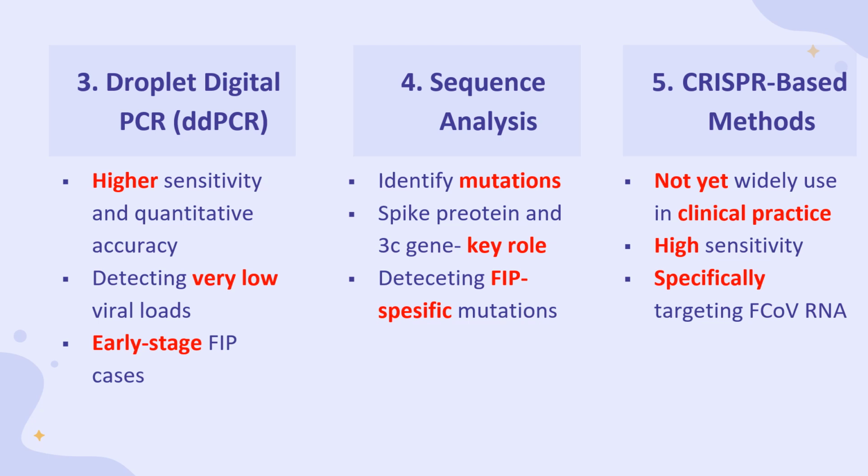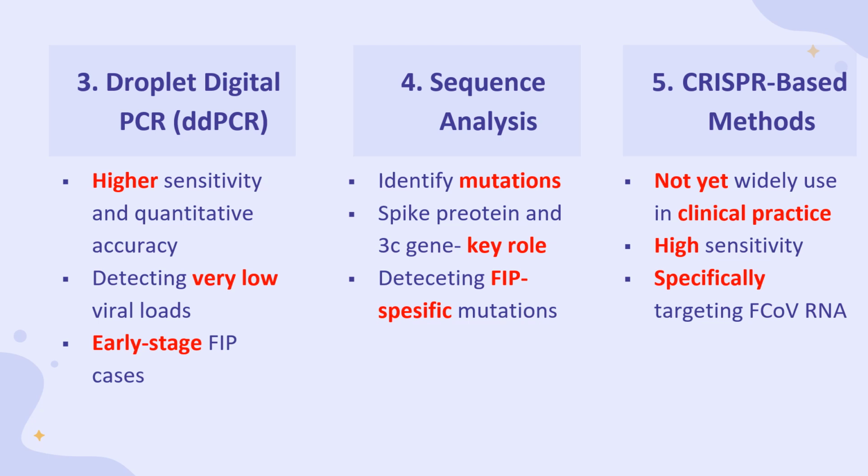The fourth one is sequence analysis. It directly identifies mutations in the viral genome, with mutations in the spike protein and 3c gene playing a key role in the virus's transformation into FIP. Sequencing is valuable for detecting FIP-specific mutations.